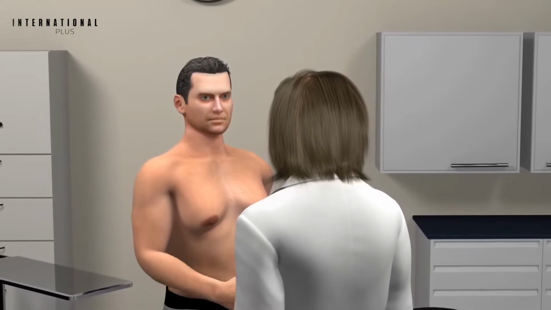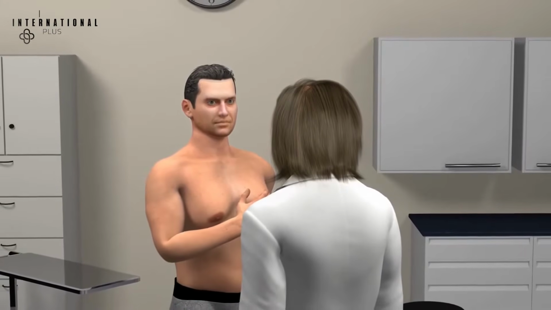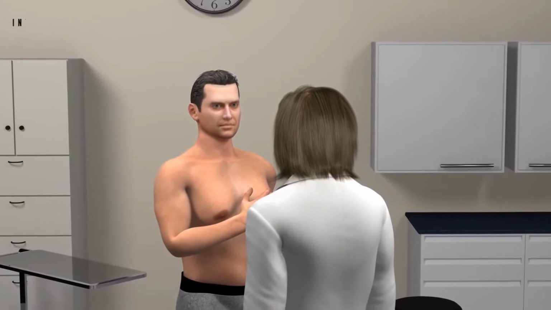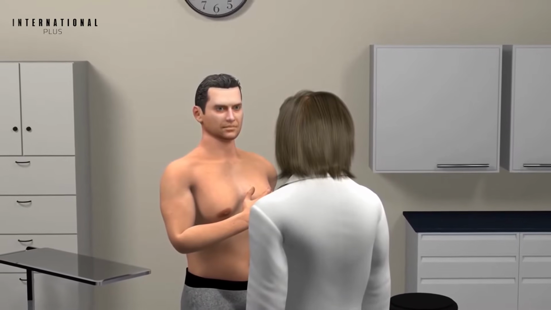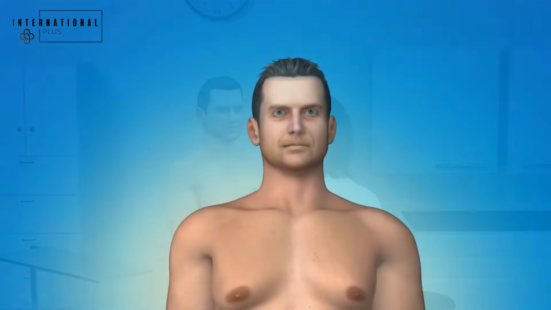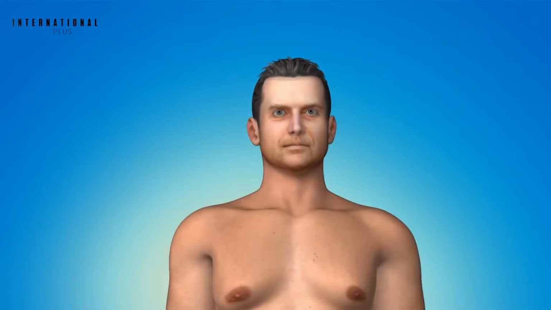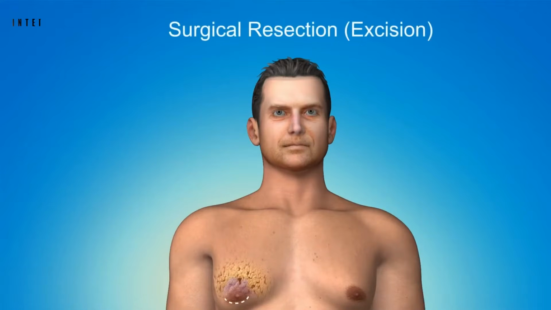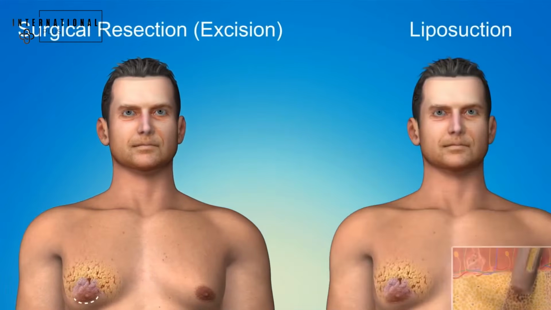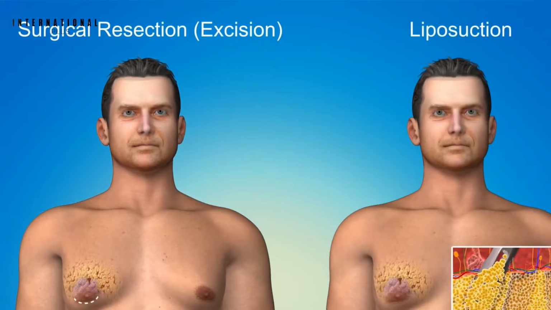the procedure. Reduction techniques vary depending on your specific anatomy, the amount of tissue to remove, and other factors such as excess skin. Gynecomastia treatment options include surgical removal, also known as surgical resection or excision of glandular tissue and/or skin, liposuction, or a combination of the two techniques.